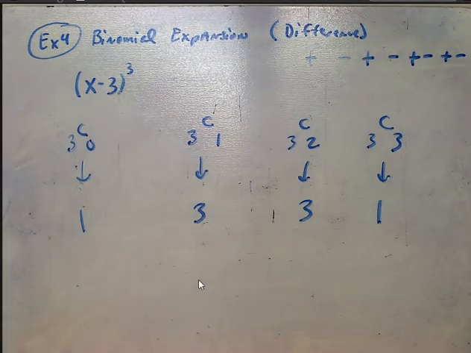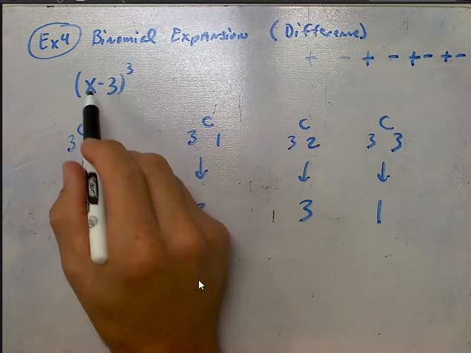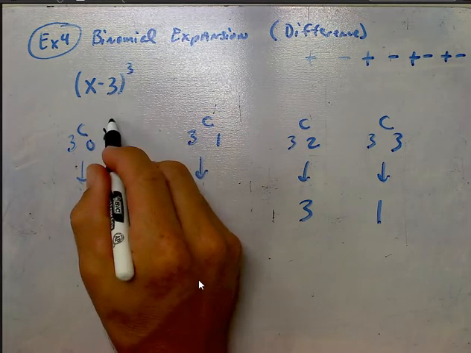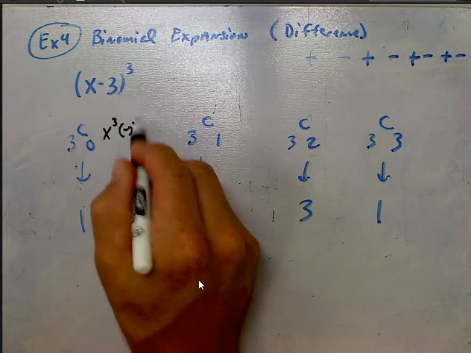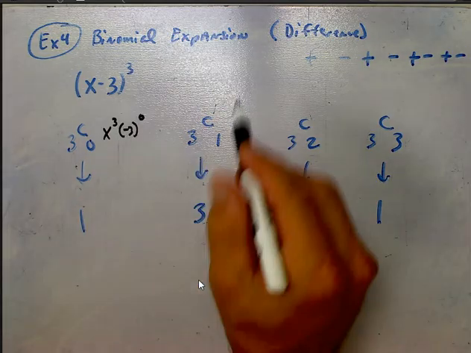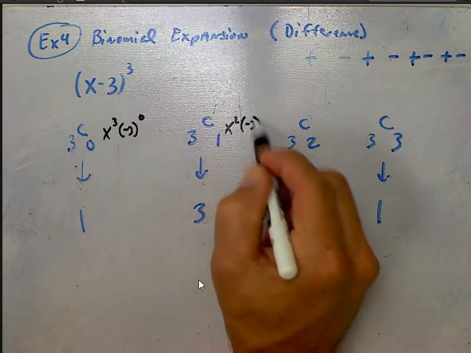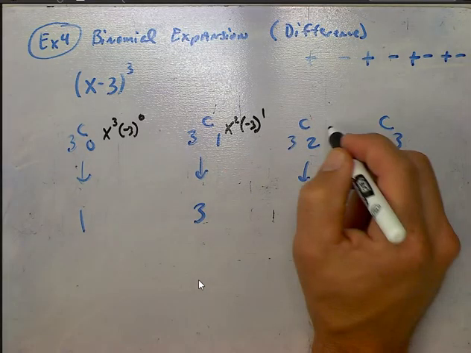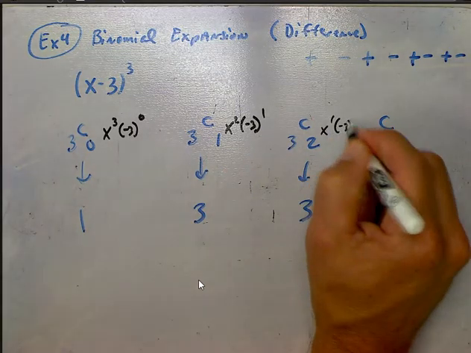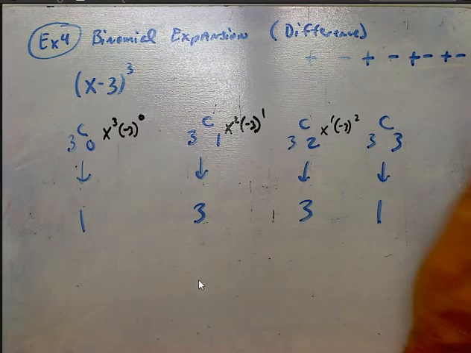Now we're going to go ahead and do the x's and the 3's. So this is going to be x to the positive third, and then negative 3 to the 0. Then it's going to be x squared and negative 3 to the first. Then it's going to be x to the first and negative 3 squared. And x to the 0 times negative 3 to the third.